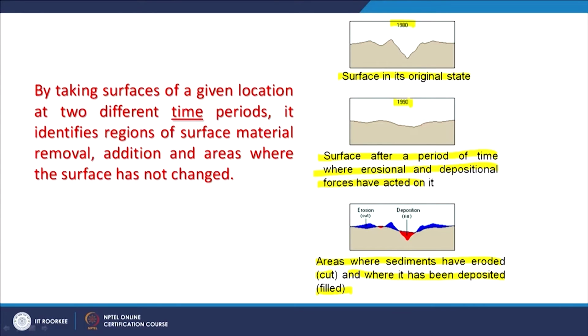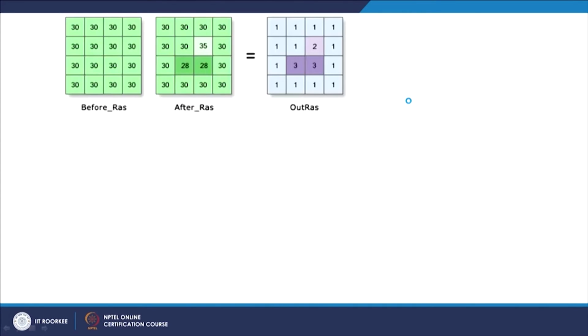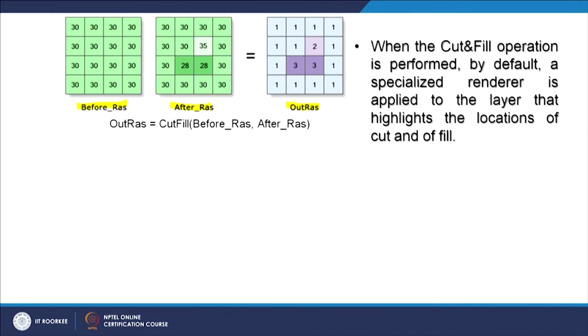Along that might be along a river, so that you immediately know where erosion has taken place and where deposition has taken place. Now, similarly, this cut and fill analysis, like here, this is before raster, after raster. So, two inputs are there which are showing the changes, and this output raster is telling how much change has occurred. So, quantitatively you know about this.